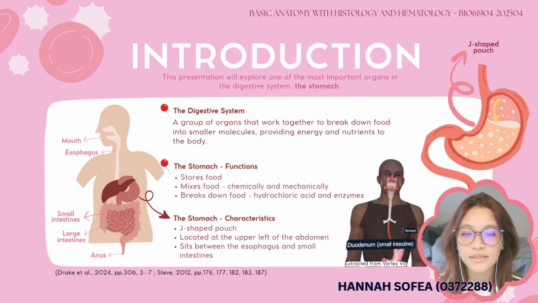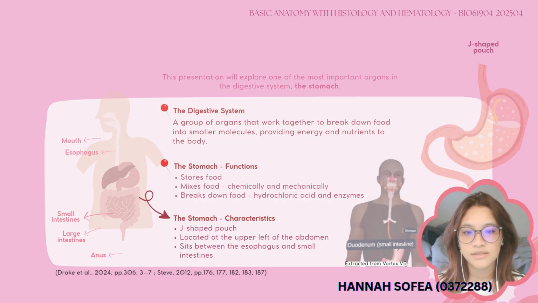So as mentioned previously, the stomach is a part of the digestive system, and its main function is to store food. It uses both chemical and mechanical digestion. So it mechanically digests food using muscular contractions, and it chemically breaks down food using the stomach acid, which contains hydrochloric acid and enzymes. So the stomach is a J-shaped pouch. It is located at the upper left of the abdomen, and it sits between the esophagus and the small intestines.